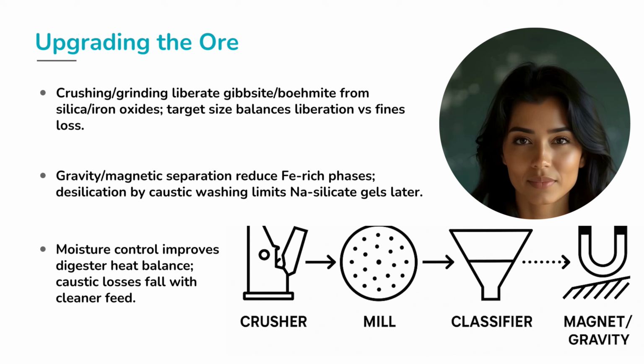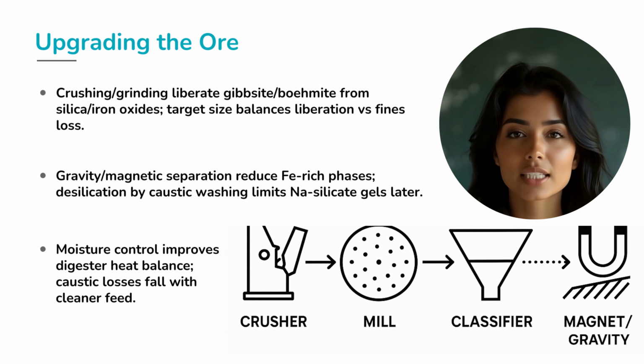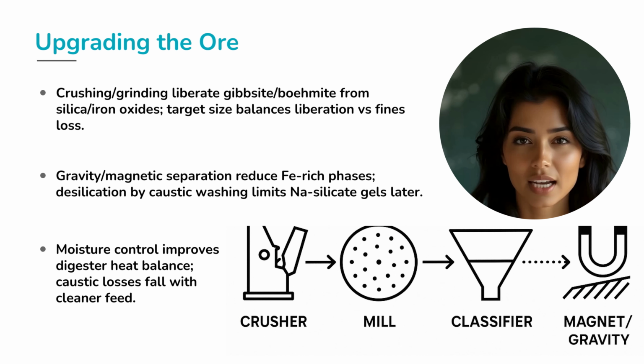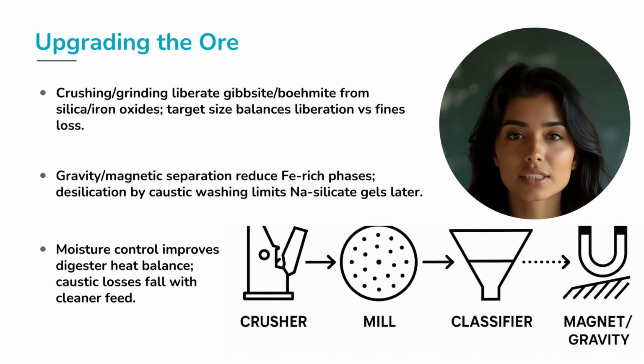rocks. Bauxite is the principal ore of aluminium, but it's never pure. It carries unwanted silica, iron oxides, and titanium dioxide. These impurities behave like stones mixed in rice; they must be removed before cooking. The ore is crushed and ground to liberate alumina minerals. Gravity and magnetic separation help reduce the iron-rich parts.